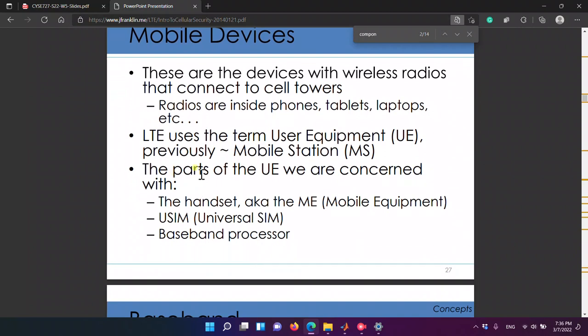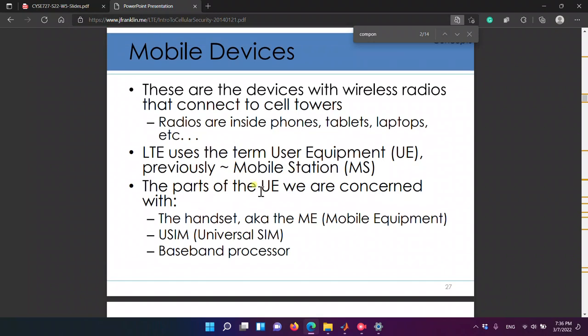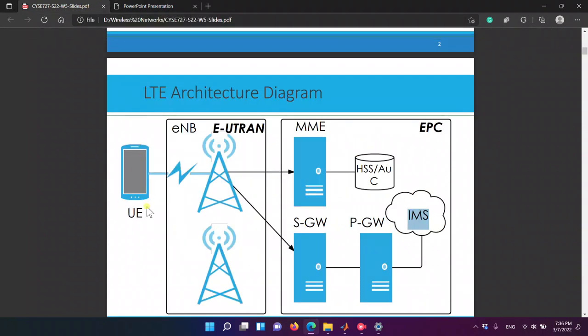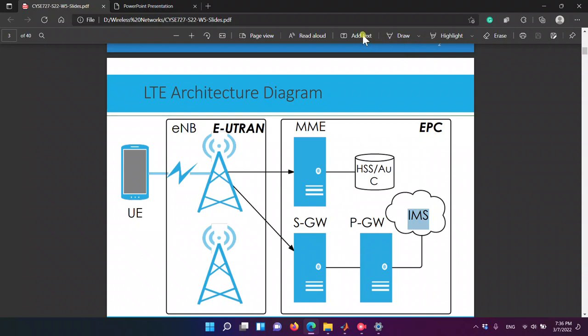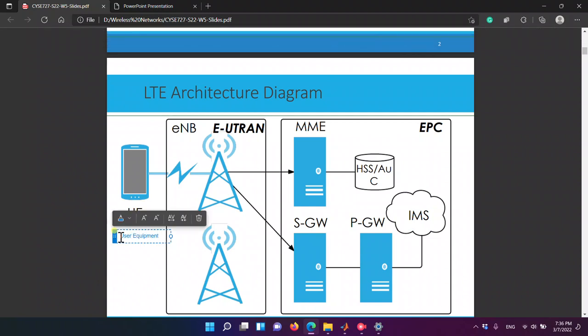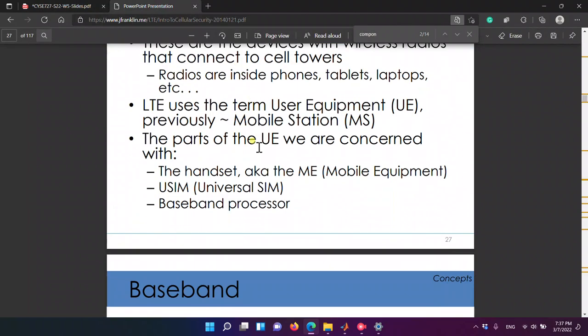They have a universal SIM card. UE, we are connected with the parts of the UE. UE is the user equipment. So this is the user equipment. Let's add text: user equipment. Oh, it's written above. It's written above.